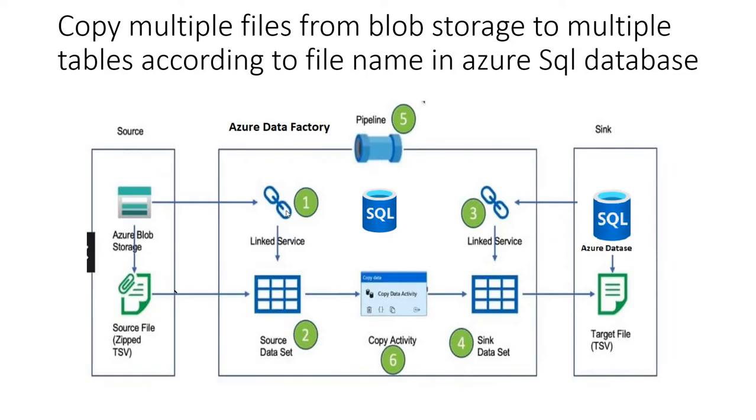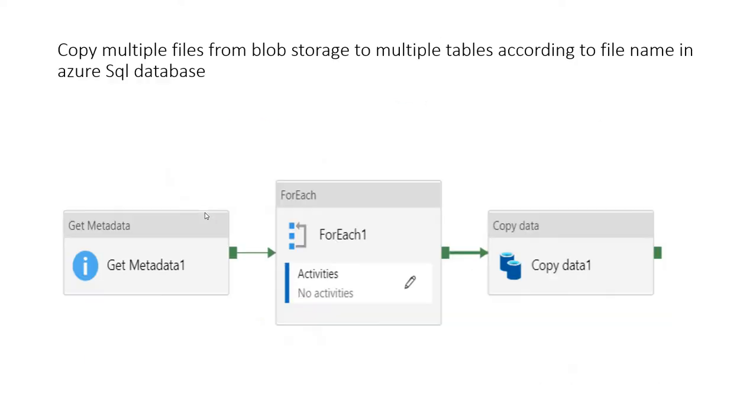So let me see what happened. We have three files in blob storage, that is my source, and the sink is my Azure database. I need to copy all three files to different tables. The first file goes to the first table, the second file goes to the second table, the third file goes to the third table according to their names. And you know how to do it using Data Factory. All these things we explained in the previous video. Please watch that video 10.